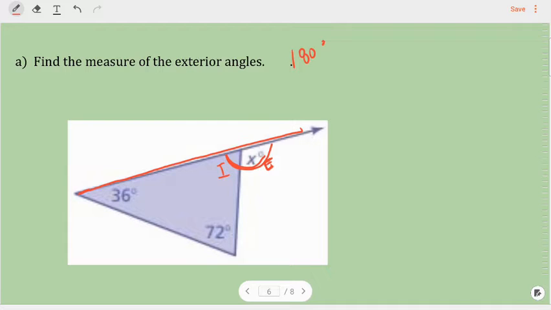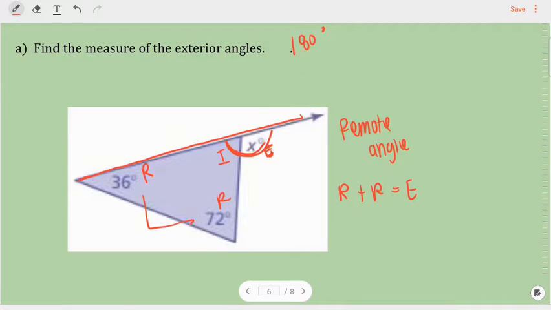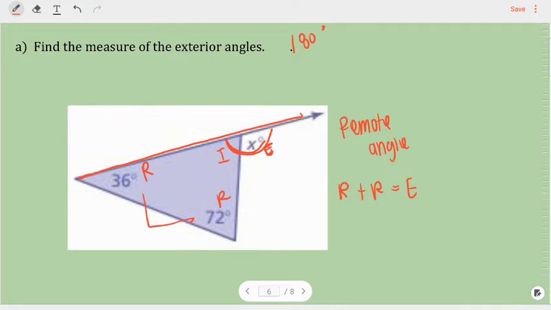One other thing that I do know from our last lesson is that if I look at my exterior angle and find the two angles that are the furthest away from the exterior, meaning 72 and 36, we call those remote angles because they are remote or far away from my exterior angle. And our remote angle plus our remote angle should equal our exterior. So 36 plus 72 should equal that last exterior angle. 36 plus 72 is a total of 108. So my exterior angle, or x, is equal to 108 degrees.